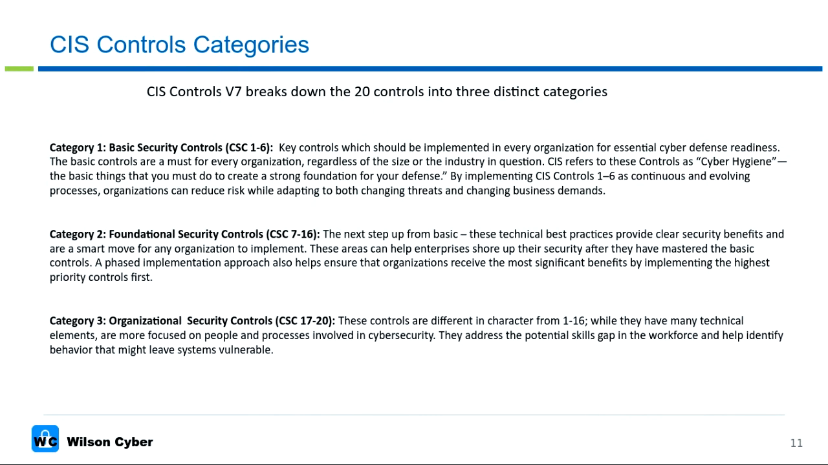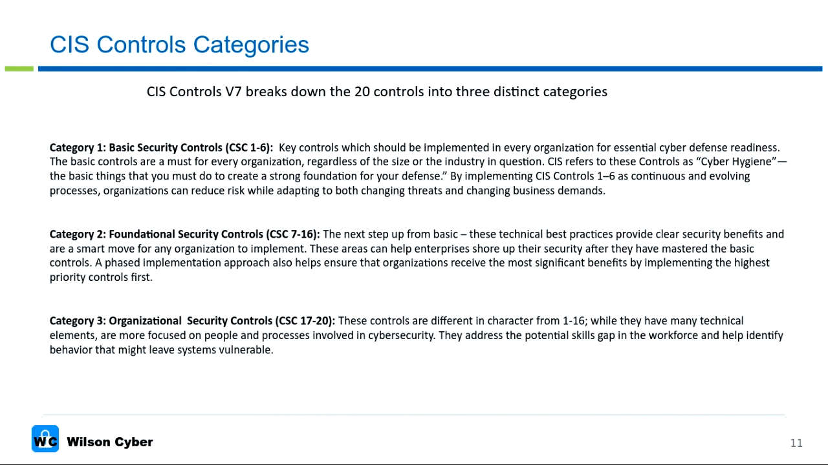The Category 2 controls are called the foundational security controls, Controls 7 through 16. They're the next step up from basic. These technical best practices provide clear security benefits and are a smart move for any organization to implement. These areas can help enterprises shore up their security after they've mastered the basic controls. A phased implementation approach helps to ensure that organizations receive the most significant benefits by implementing the highest priority control first. And then finally, we have Category 3, which are the organizational controls, Control 17 through 20.